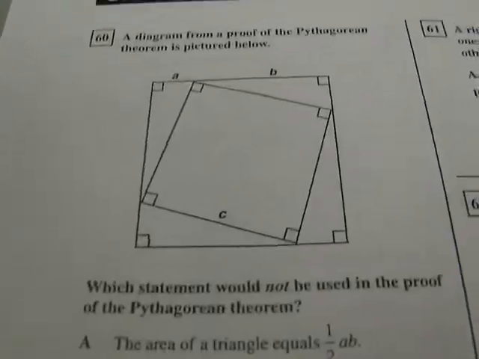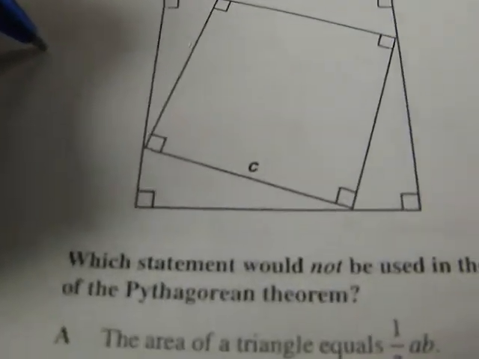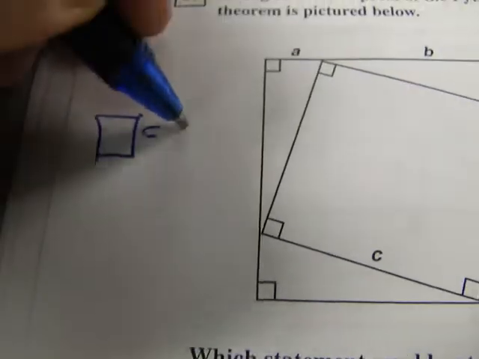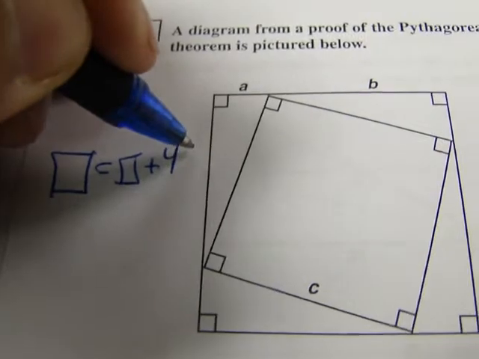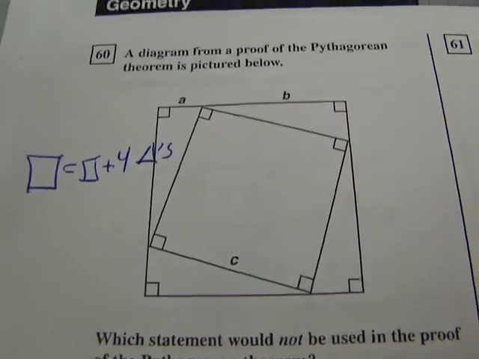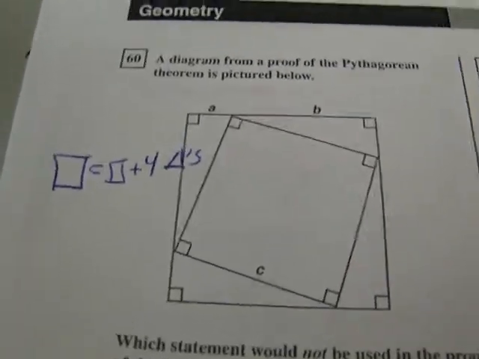So if I look at this, first thing I know is that the big square is equal to the small square plus the four triangles. Okay, you can see that? The big square is equal to the small square plus the four triangles. So now let's do a little math here.